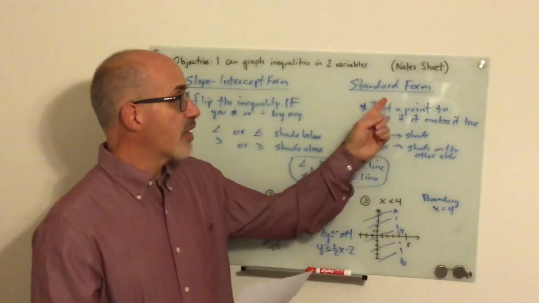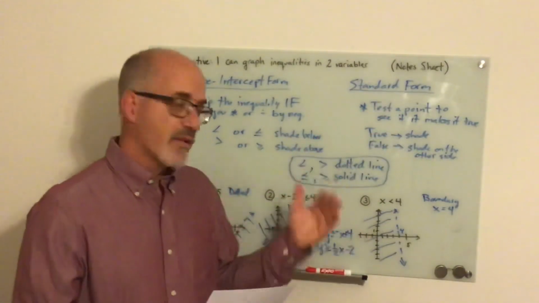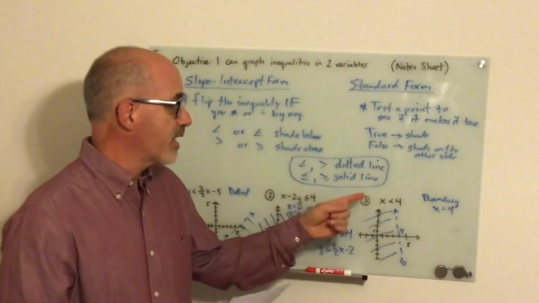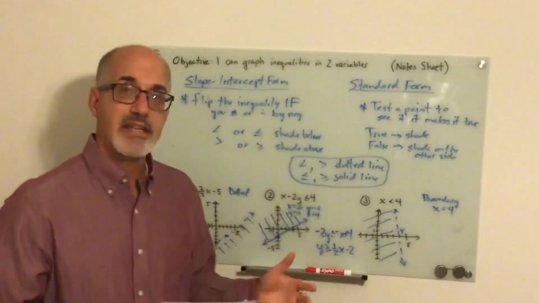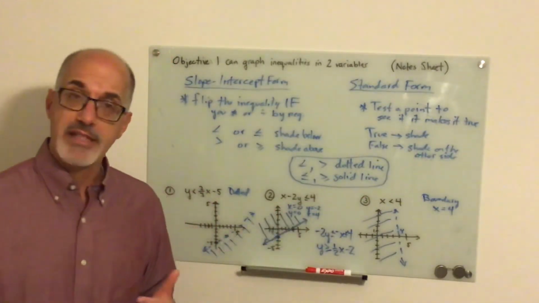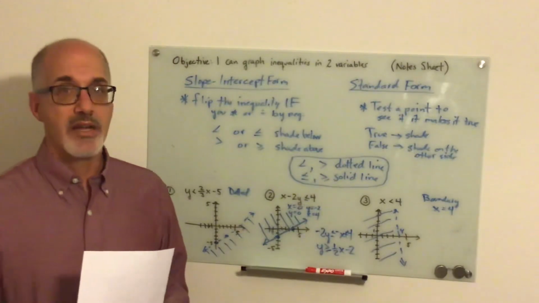But otherwise, you can always test a point. If you put the ordered pair into the inequality and test it, if it works, you shade on that side. If it doesn't work, it's not true on that side.